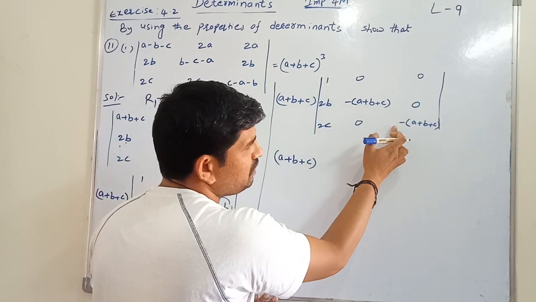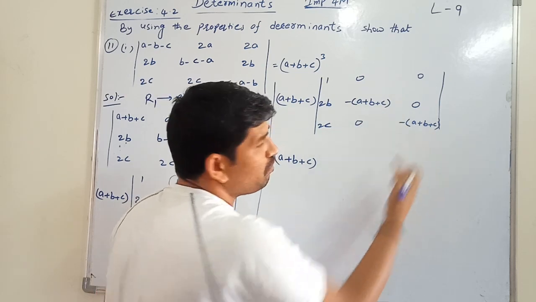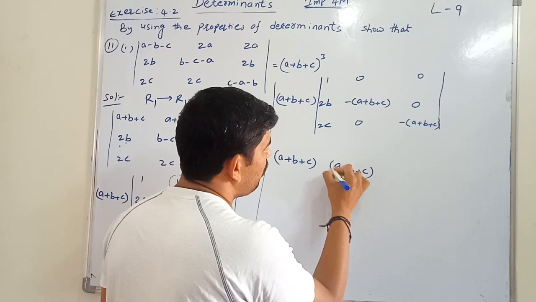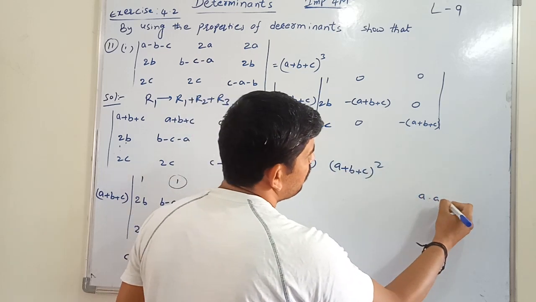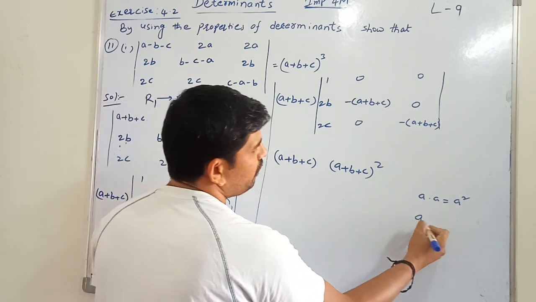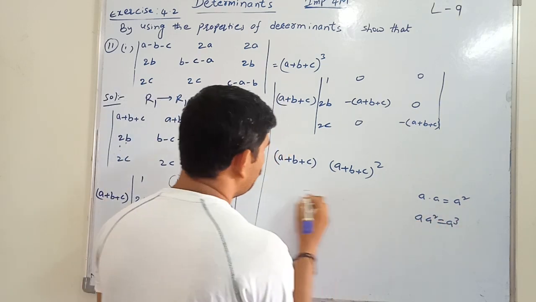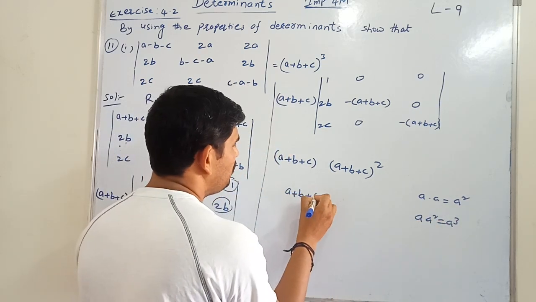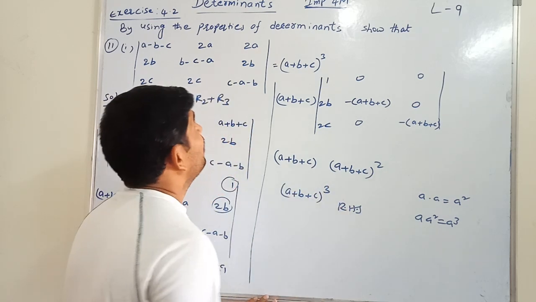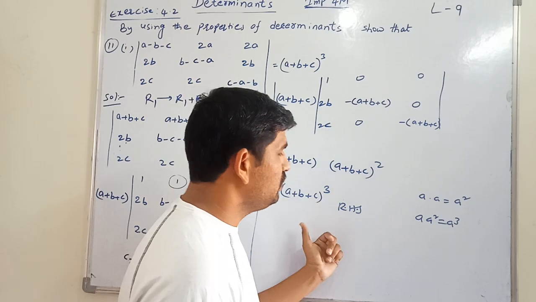Again minus and minus is plus. a plus b plus c into a plus b plus c is nothing but a plus b plus c whole square, or not? A into a, what is that? A square, like that. Now a into a square will be a cube. So finally a plus b plus c whole cube. This is nothing but what? RHS. Yes or no? We got RHS again here.